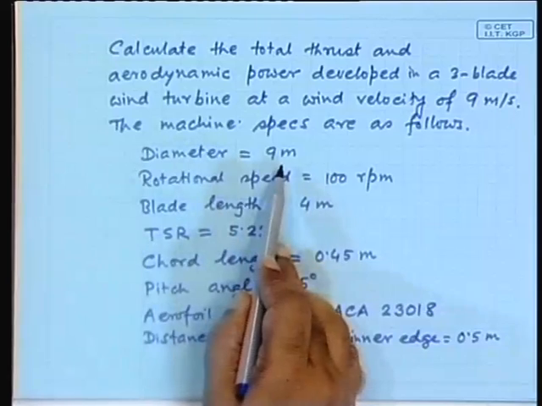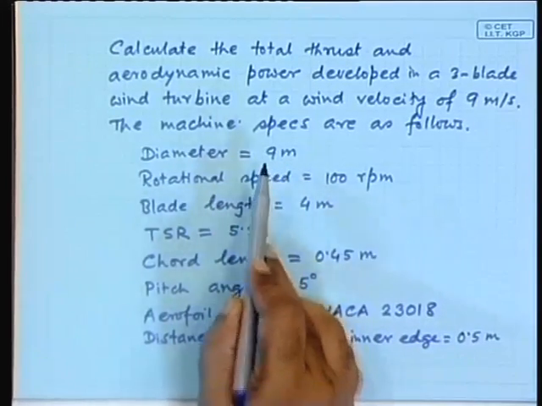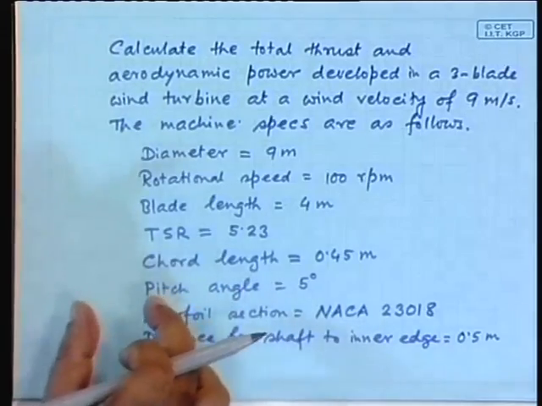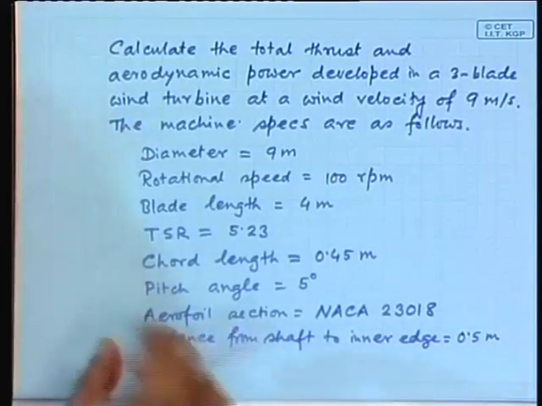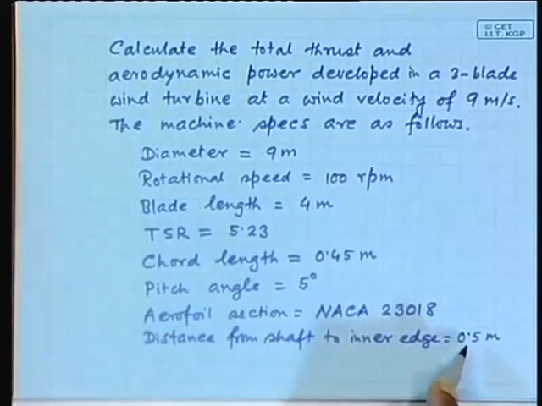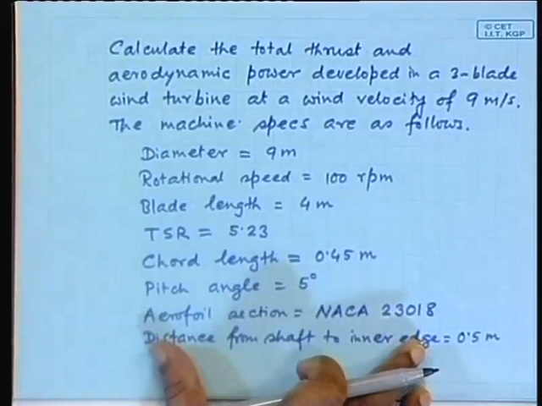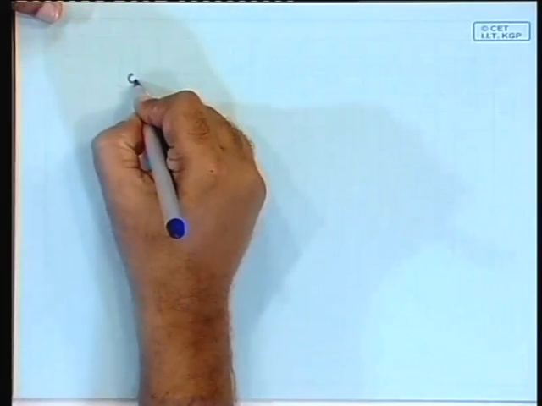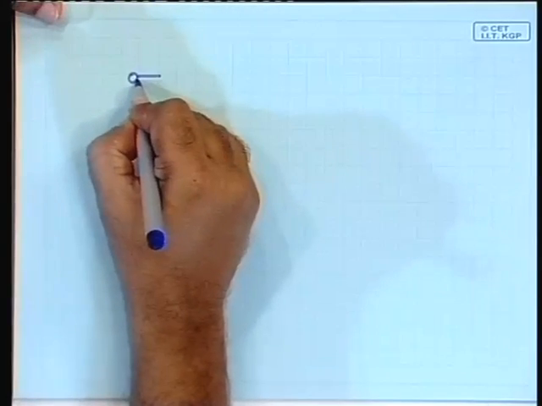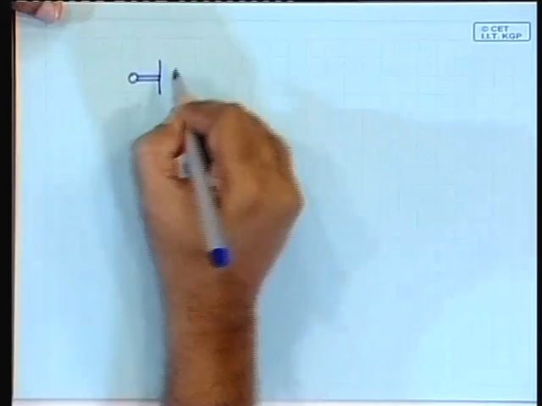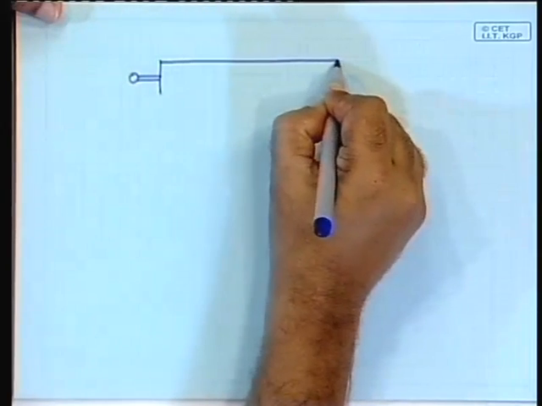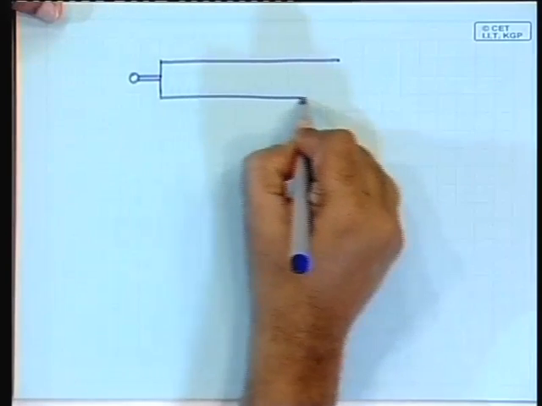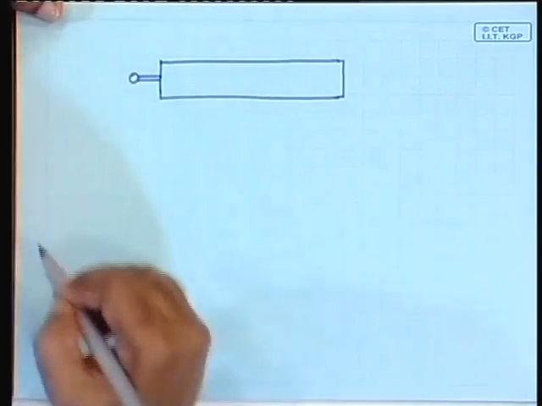It has a diameter of 4 meters, which means it is a radius of 4.5. Out of that, the distance from the shaft to the inner edge is 0.5, the actual blade is then 4 meters. So, it is like this, you have got the shaft, you have got the connecting shaft and then it is something like 4 meters, straight blade.